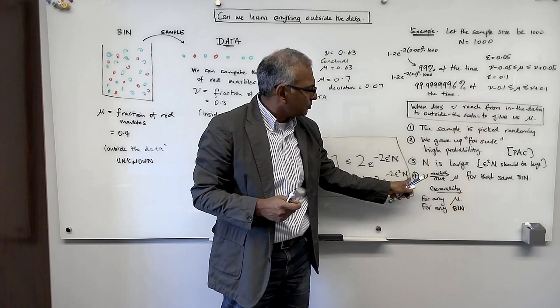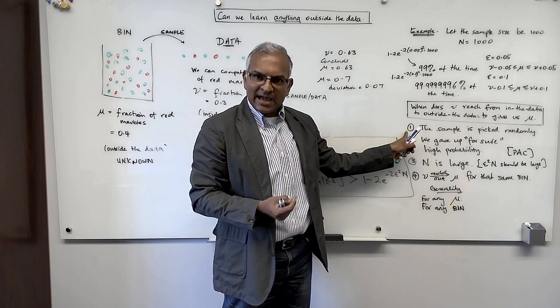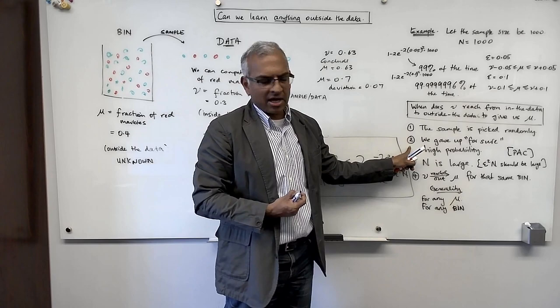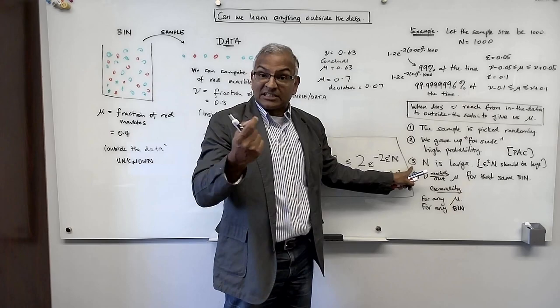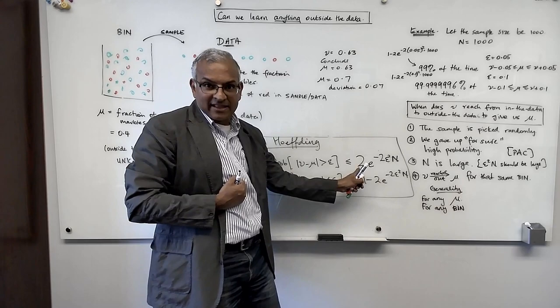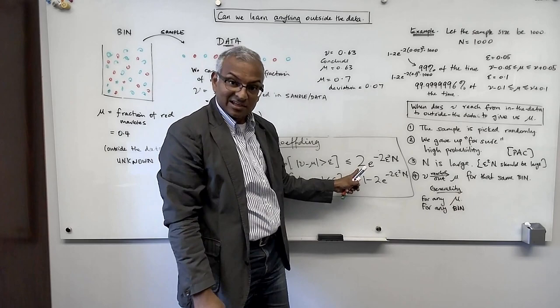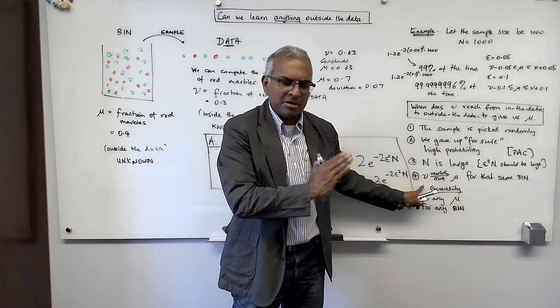So I picked my sample independently, IID, randomly. I've given up for sure, and I'm willing to live in a high probability world. And I've picked a large enough sample so that the Hoeffding bound gives me a small enough probability of a bad thing happening, because in order for me to reach from nu to mu, it must be the case that a bad thing did not happen. And providing that I'm using the same bin, I'm making the conclusion about the same bin.